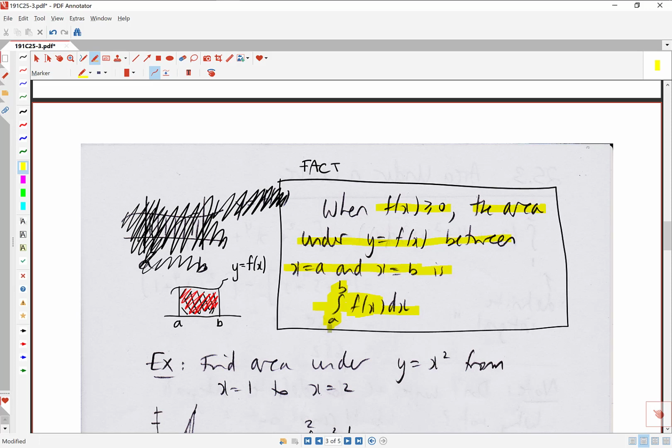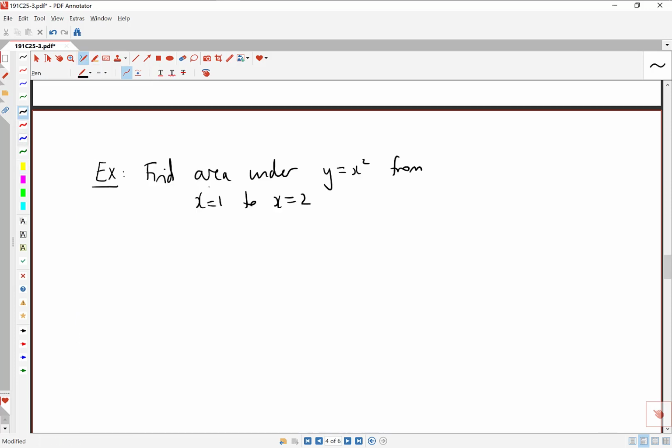They're x values. They're telling us that we're looking at the area under our function between x values a and b. So that's what the definite integral does for us. So let's find the area under y equal x squared from x equal 1 to x equal 2. If you want, we could draw a quick sketch just before jumping into this problem.